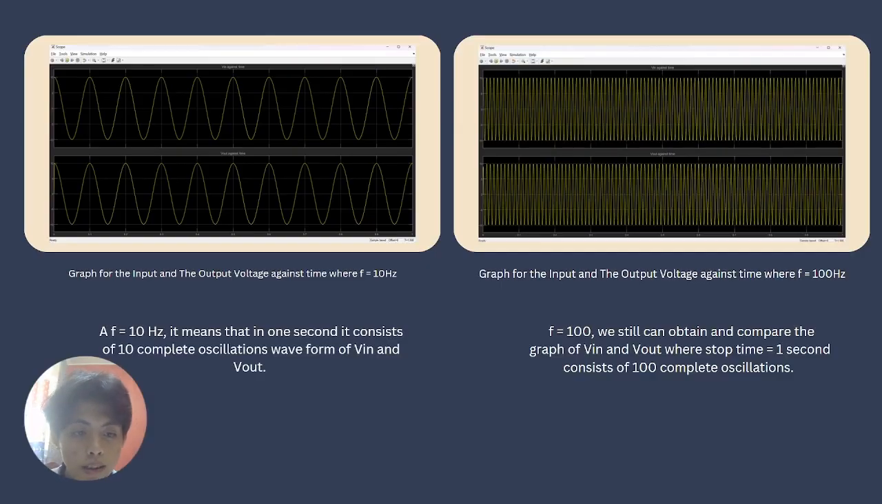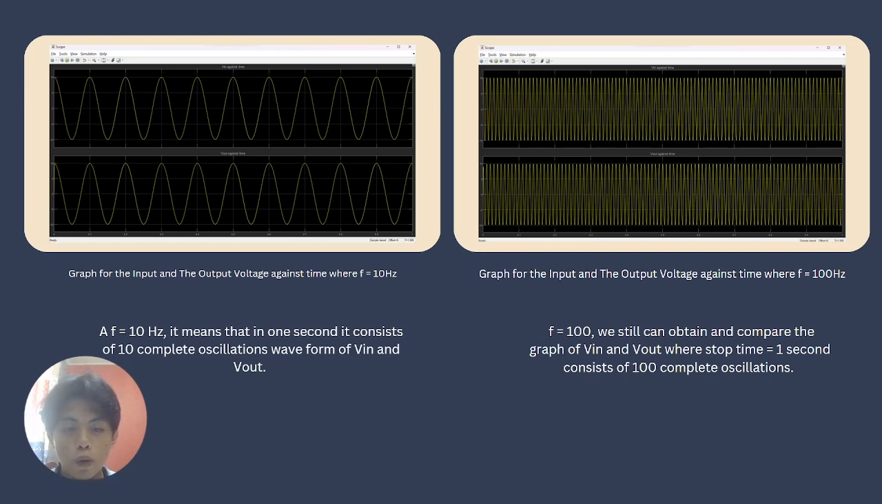So here, by testing a different value of frequency, the left side is F with 10 Hz and the right side is F with 100 Hz. So we can see the difference: for F of 10 Hz, it means in 1 second it consists of one complete oscillation waveform of V in and V out. And for the right side, F of 100 Hz, we can still obtain and compare the graph of V in and V out, where the stop time of 1 second consists of 100 complete oscillations.